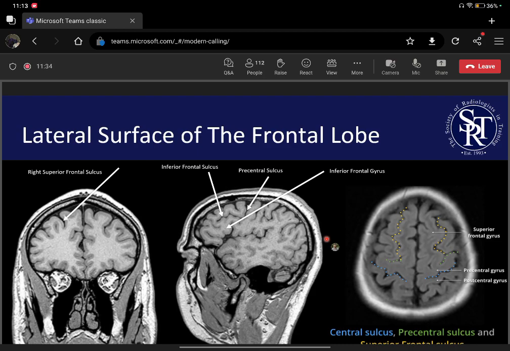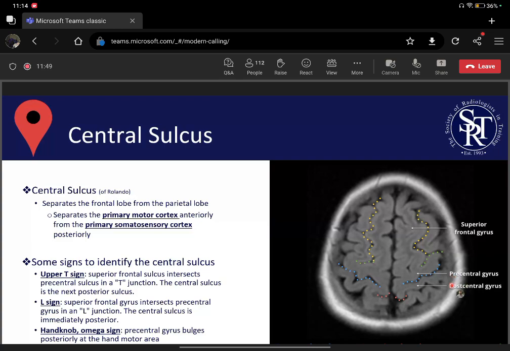This is an axial view where we can see the superior frontal gyrus again, intersecting with the precentral sulcus. And there's this important sulcus behind it, which we all need to recognize as well, which is our second landmark, and that's the central sulcus. This is important. It separates the parietal from the frontal lobes. So anteriorly, we have the primary motor cortex, or the precentral gyrus, and posterior to it, we have the primary somatosensory cortex, or the postcentral gyrus.